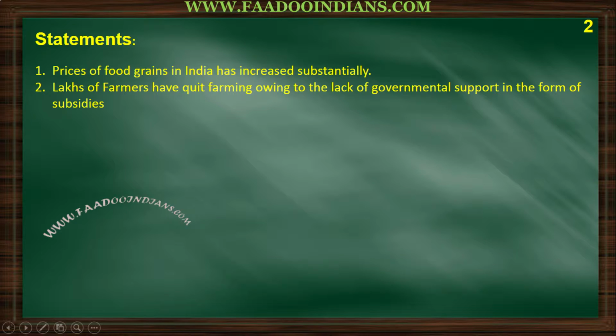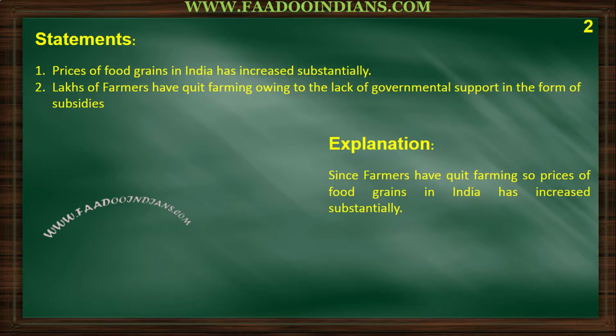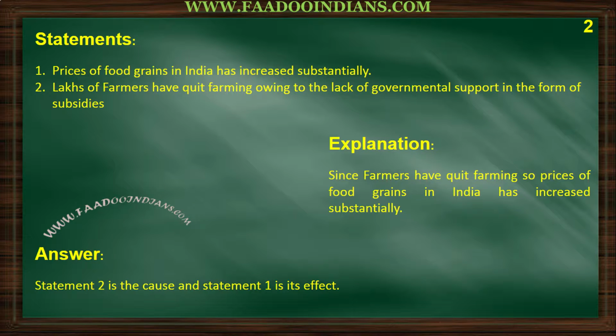Second: prices of food grains in India have increased substantially. Lakhs of farmers have quit farming owing to the lack of government support in the form of subsidies. Because lakhs of farmers have quit farming, it leads to less production of crops, therefore increasing the prices of the crops. So, since farmers have quit farming, prices of food grains in India have increased substantially. Therefore, statement 2 is the cause and statement 1 is the effect.